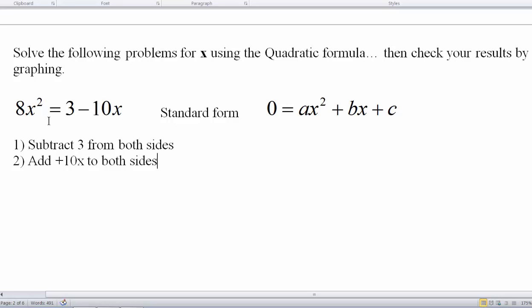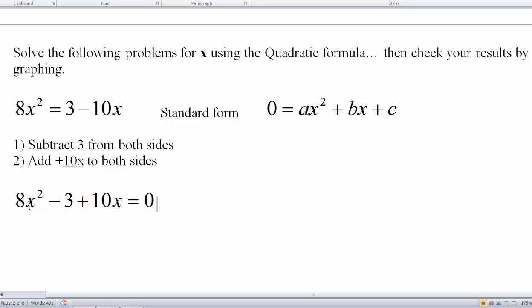So we're going to want to subtract 3 from both sides of this equal sign, and then add 10x to both sides of the equal sign. And our new equation will look like this. Essentially we've just moved the 3 over, but now it becomes negative, and we've moved the -10x over, and now it becomes positive 10x. And now this is considered standard form, right?